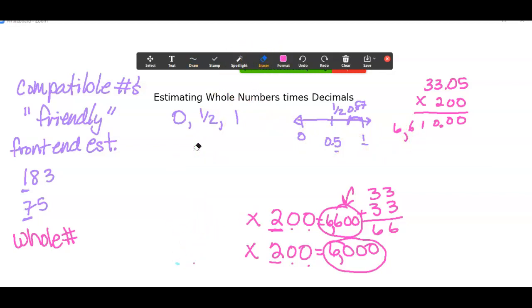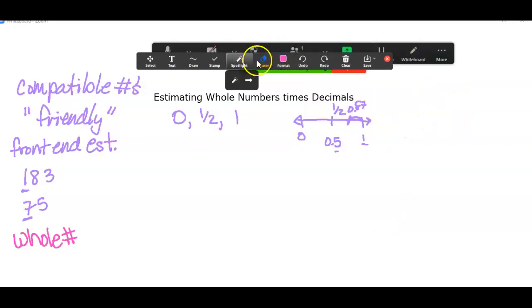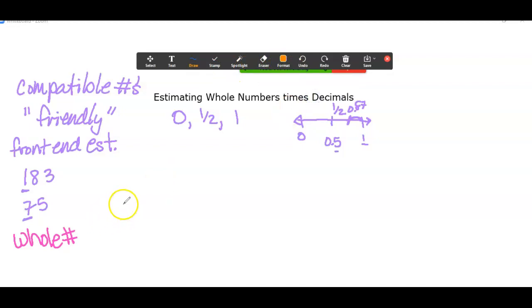All right. We'll do a couple more together on this video. Let's do an orangish color this time. All right, so now we're going to have 104 times 33/100ths. Now, when I'm looking at 104, that is not a very friendly number. So I'm going to change that, I think, to 100. I used a compatible number. So 104 is not friendly, so I'm going to round it to 100.